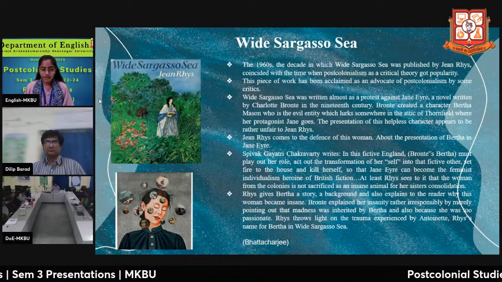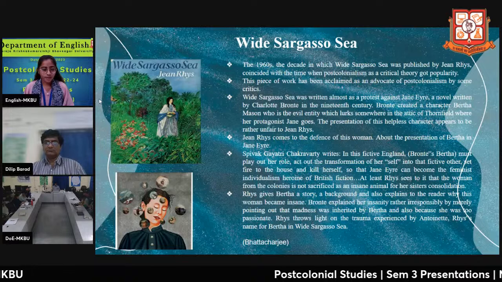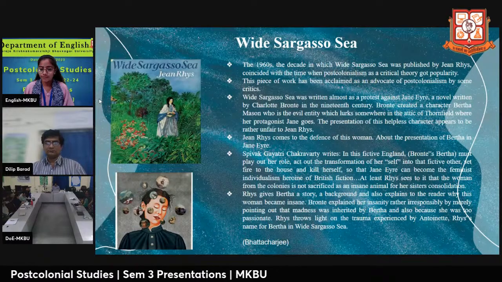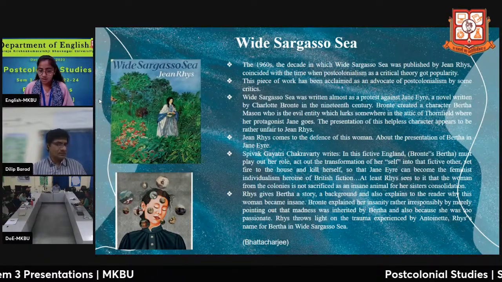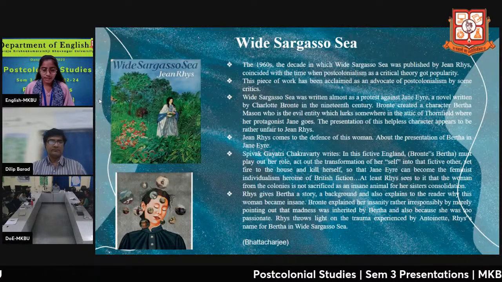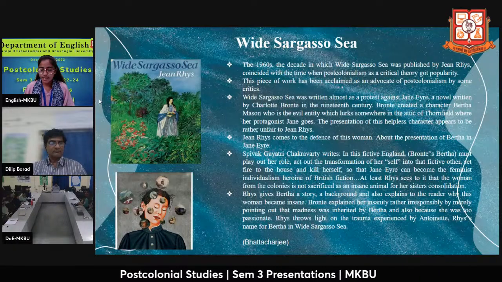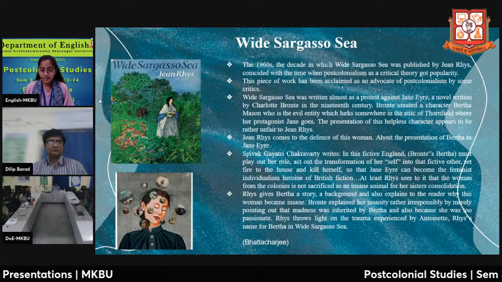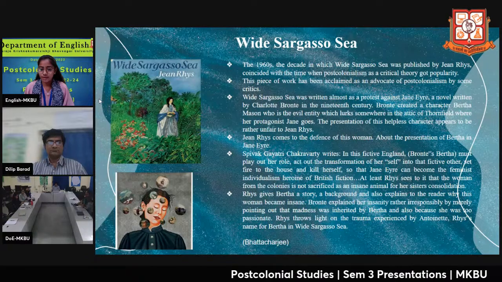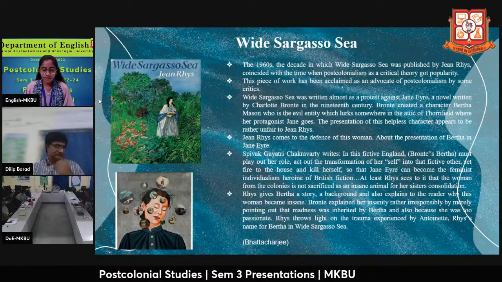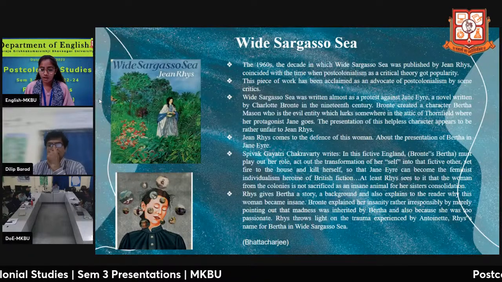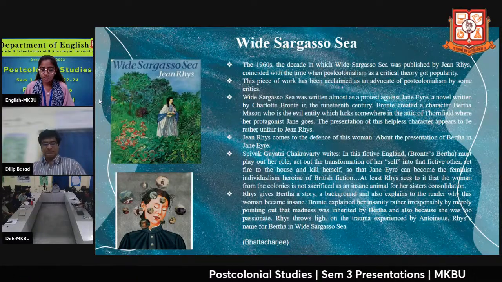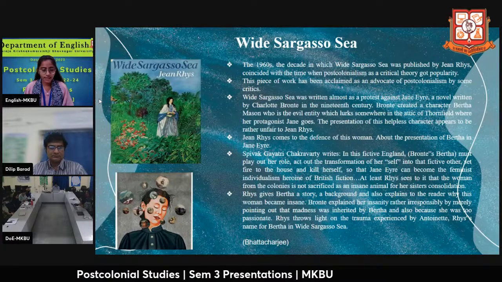Gayatri Chakravorty Spivak writes, in this fictive England must play out her role, act out the transformation of herself into that fictive Englishwoman, set fire to the house and kill herself so that Jane Eyre can become the feminist individualist heroine of British fiction. At least Rhys sees to it that the woman from the colonies is not sacrificed as an insane animal for her sister's consolidation. Rhys gives Bertha a story, a background, and also explains to the reader why this woman became insane.